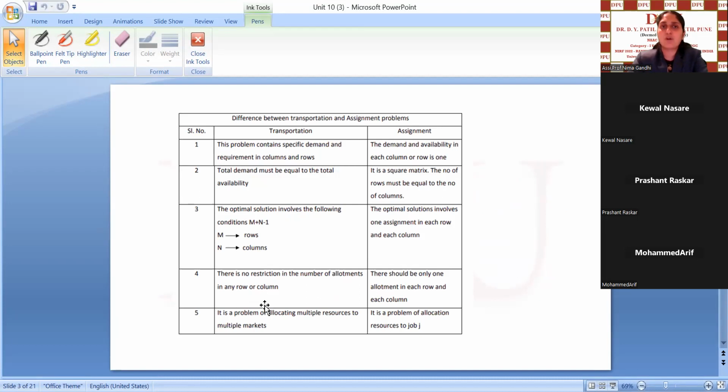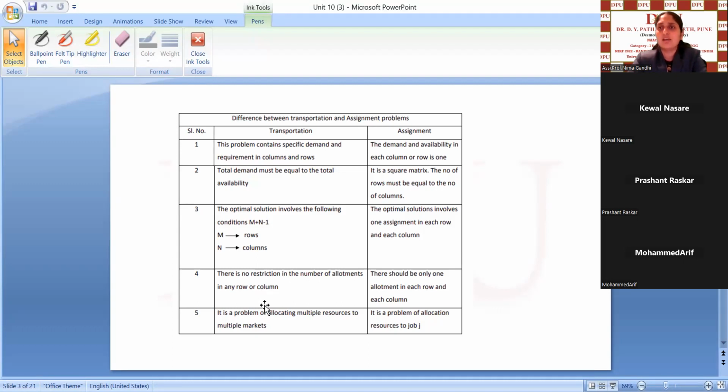So a transportation problem contains specific demand and requirement in columns and rows. Like you have the demand, you know the supply, the available supply. So that is the transportation problem. In an assignment problem, the demand and availability in each column and row is one. So you're assigning one by one, meaning one task is assigned to one person. Okay, so the total demand must equal the total availability.